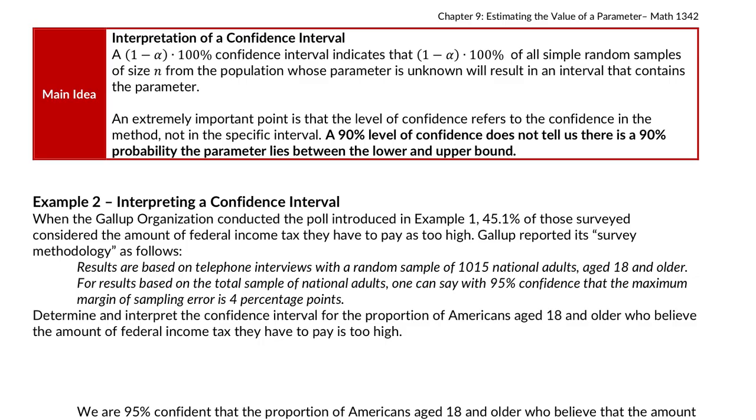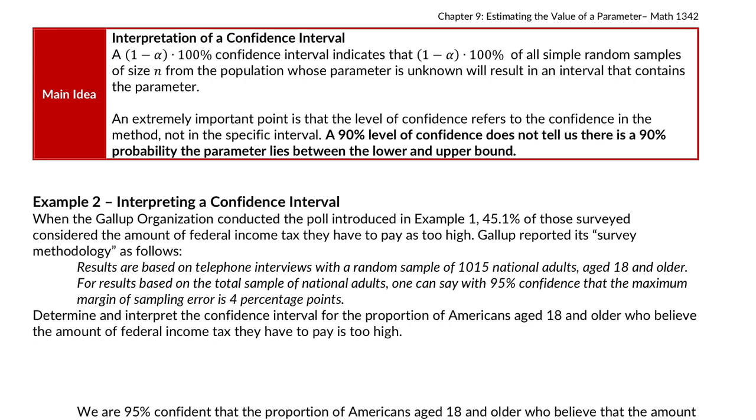The interpretation of a confidence interval. A percentage confidence interval indicates that (1 minus alpha) times 100% of all simple random samples of size n from the population whose parameter is unknown will result in an interval that contains that parameter. We're going to highlight these next couple sentences, though.